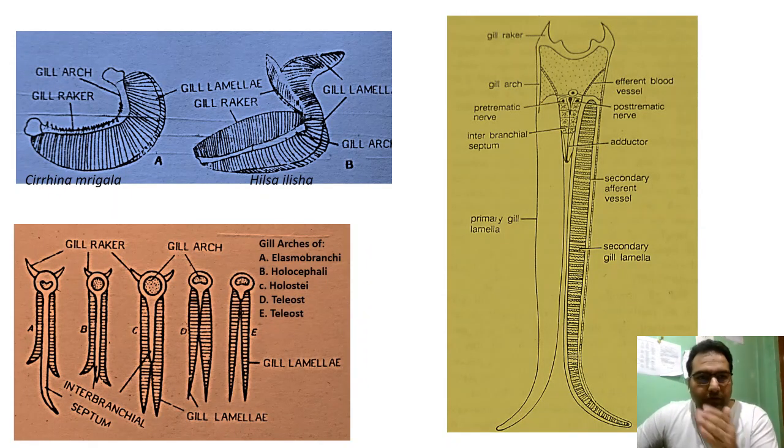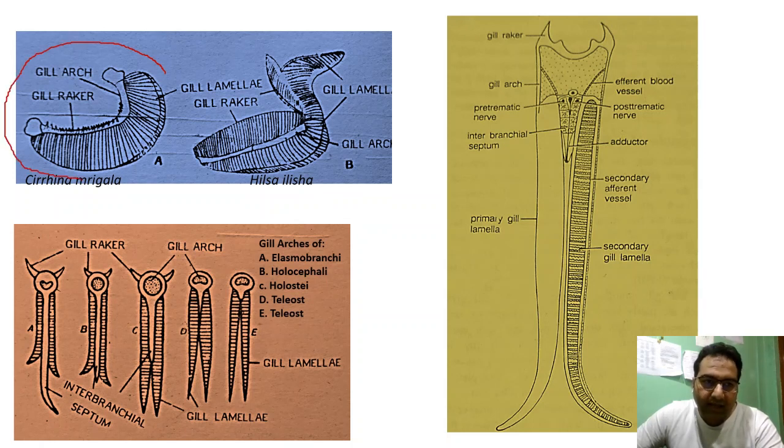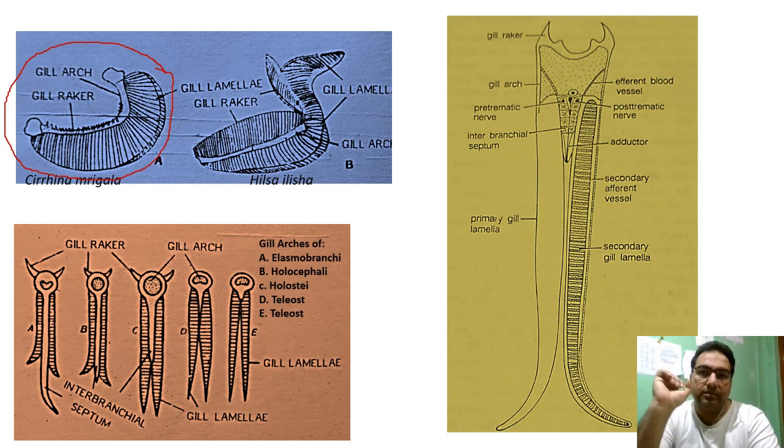Earlier, I showed you the gills inside the fish, and now here, this is the gill. This is the gill of Cirrhinus mrigala. Here, first of all, you have to learn and know about the structure of the gill. What we are seeing here is the gill arch.